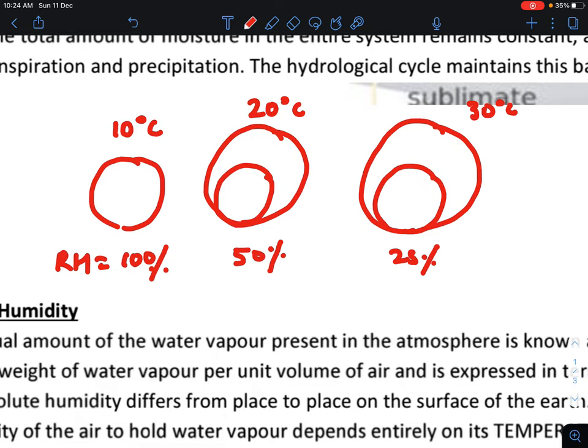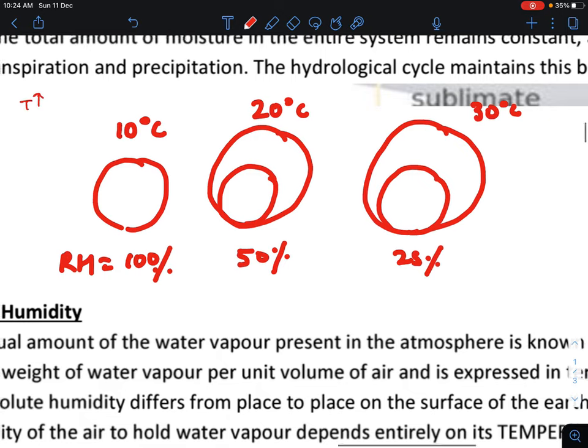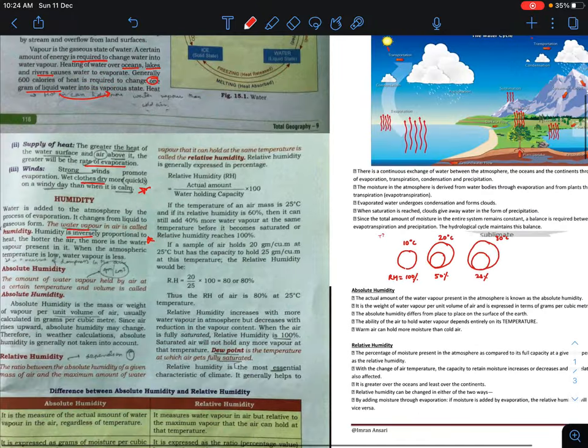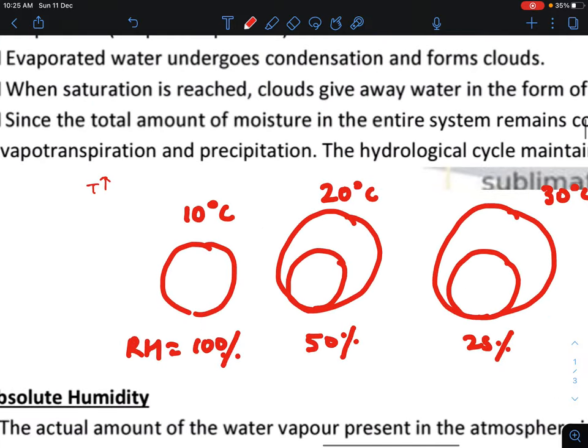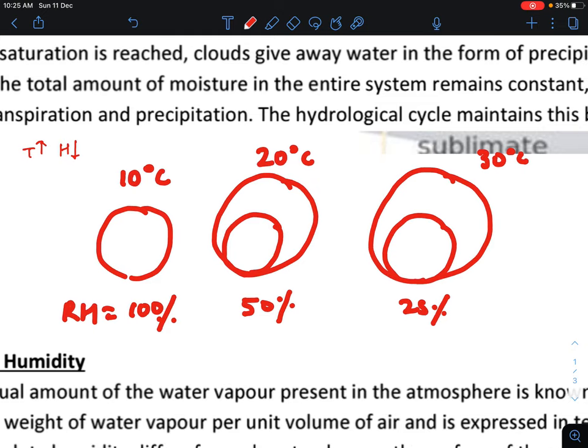Now we are talking about what happens if the temperature increases. It is written that humidity is inversely proportional to heat. When the temperature increases, the humidity is going to decrease. How? Suppose this is a diagram. We are talking about the volume at 10 degrees Celsius. This is a volume of air. At 10 degrees Celsius, we take this as a volume of air, and this volume of air contains an actual amount of water vapor.